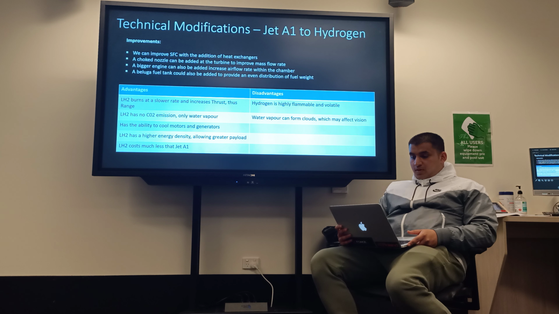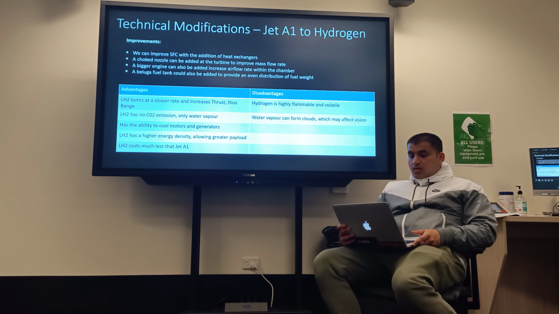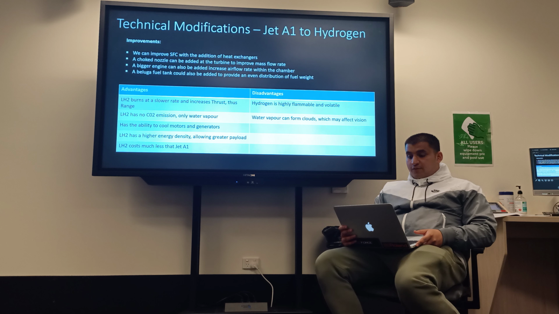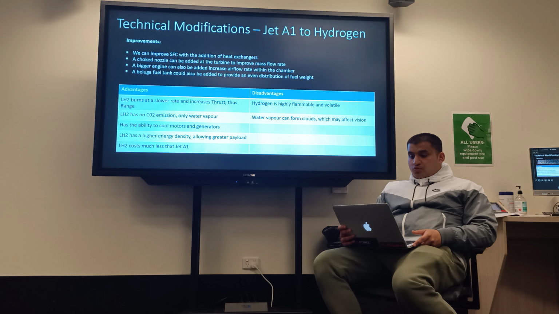Some advantages of hydrogen include that it burns at a slower rate, increasing the thrust, therefore increasing its range. It also has no carbon dioxide emission, only water vapour. It's a good source of cooling motors and generators within the aircraft, and it also has a great energy density, allowing a greater payload. It also costs much less than Jet A1 fuel.